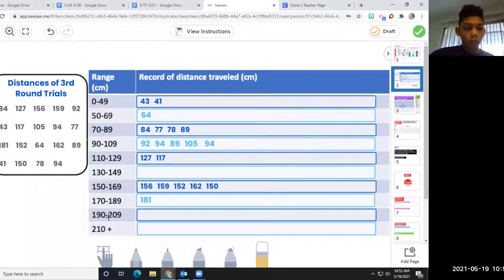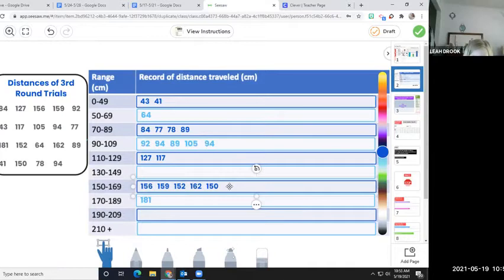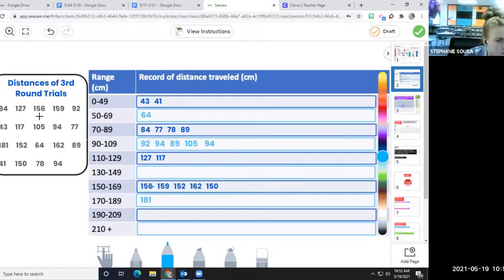What is it? It's one what? 150. 150. What about it? That one's the extra. That has the extra. Okay, let's check there. We got 156, 156, 159, 159, 152, 152, 162, 162, 150, 150. Nope, that one's fine. Where's my mistake? We've got 181, 181. People are telling me in the chat.